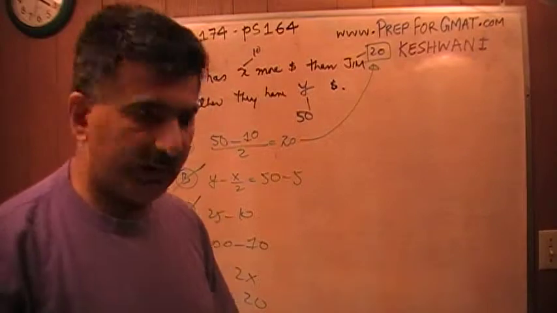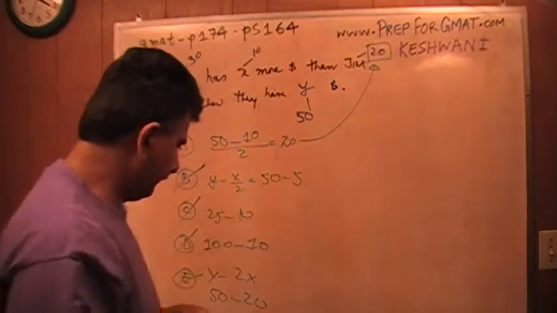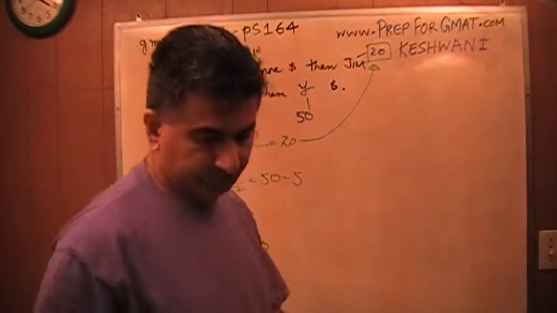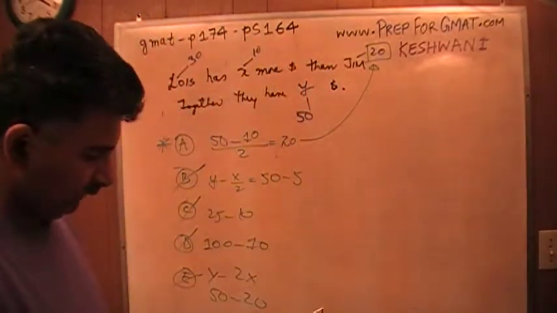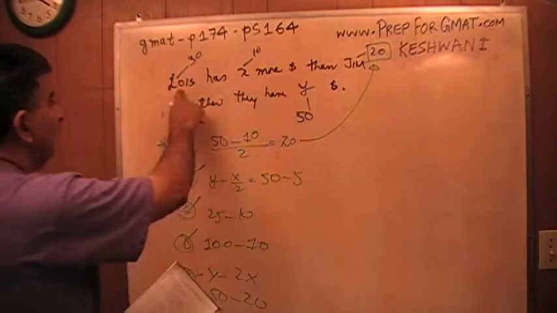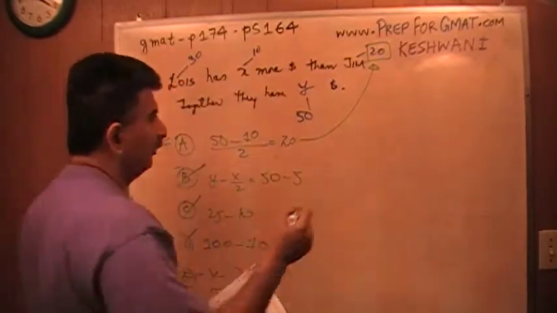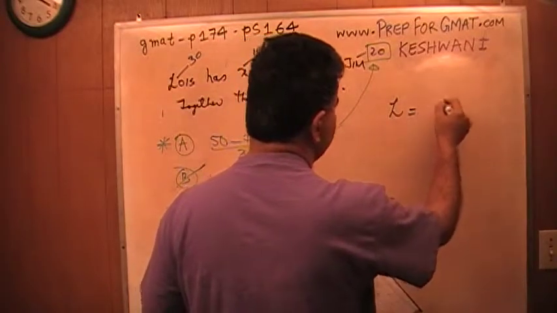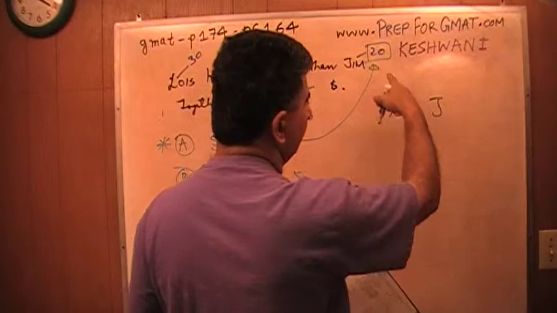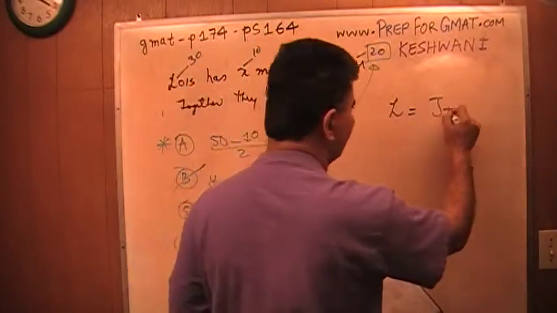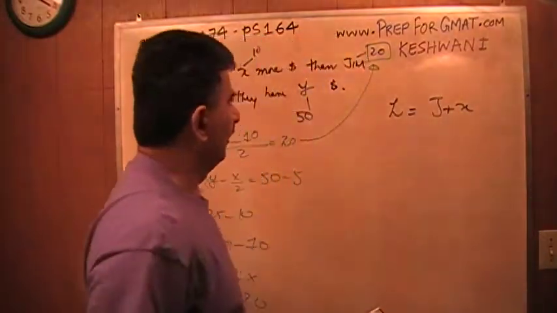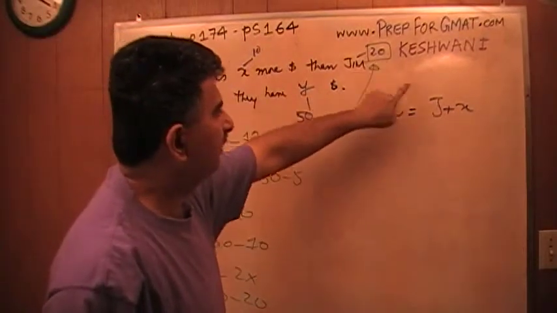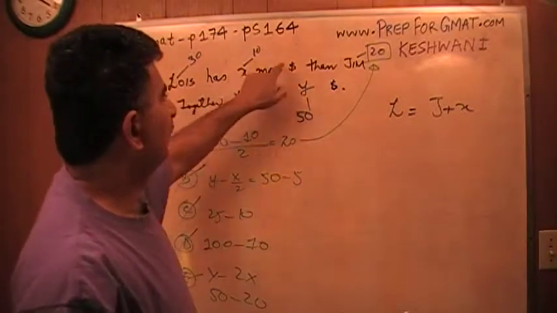I'm going to solve it one more time, but this time I'm going to do it with the algebra. Let's see what happens. Okay, pay attention. Of course you're going to pay attention. I'm just being silly here. So first thing I'm told is that Lois has X more dollars than Jim. So I'm going to use L to denote the number of dollars that Lois has, and J for the number of dollars that Jim has. The amount of money that Lois has is X more than whatever this guy has. As you can see clearly from here, Lois has 30, Jim has 20, which happens to be 10 less than Lois's.